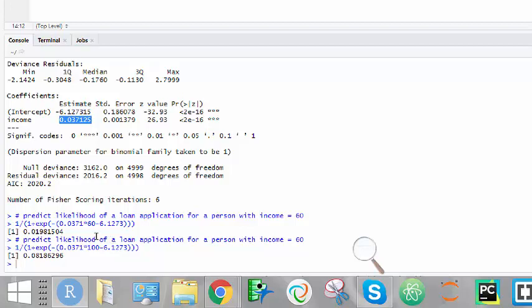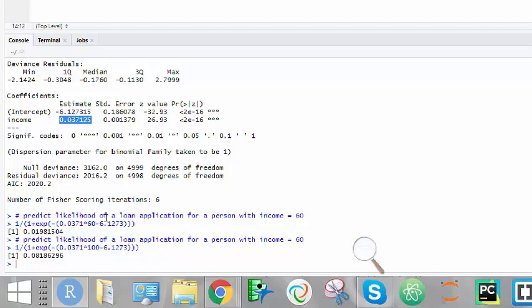So we have positive slope, right? And we just went from $60,000 to 100. What happened to the probability of 1? It went up, right? So if the slope is positive, what does that do to the probability of 1? Increases that. The predictor goes up, the probability of 1 goes up.